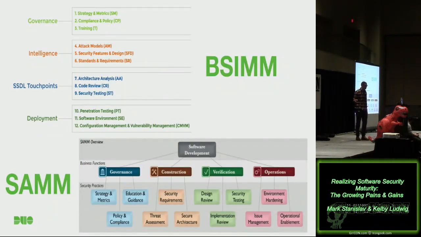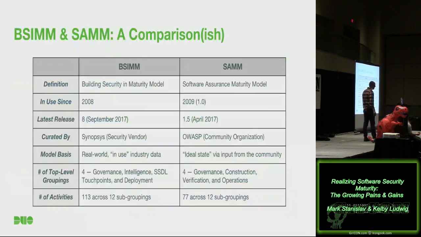The two most prominent of which are BSIMM and SAMM. Visually, you can see there's a lot of similarity between these models. They define about four higher-level categories that cover security or business functions within a security team, and each of those individually has a subset of categories within it. Digging in a little deeper, we can see there are still quite a few similarities between these two. For example, they've been around for about a decade. They're still receiving recent updates. And as I mentioned earlier, the number of high-level groupings as well as subcategories are within the same ballpark.